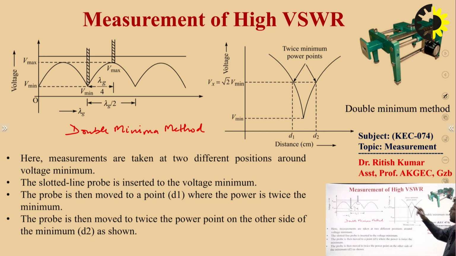Here you can see this is a pattern of VSWR. This is a V minimum value, and this is the distance versus voltage distribution over the slotted waveguide section. This distance is nothing but the distance read over this scale, if you move in the forward direction or backward direction.